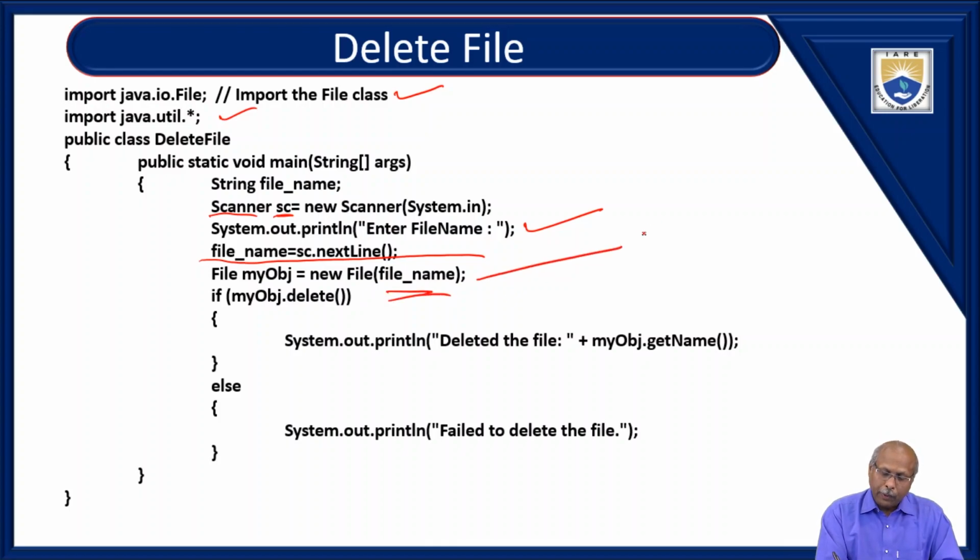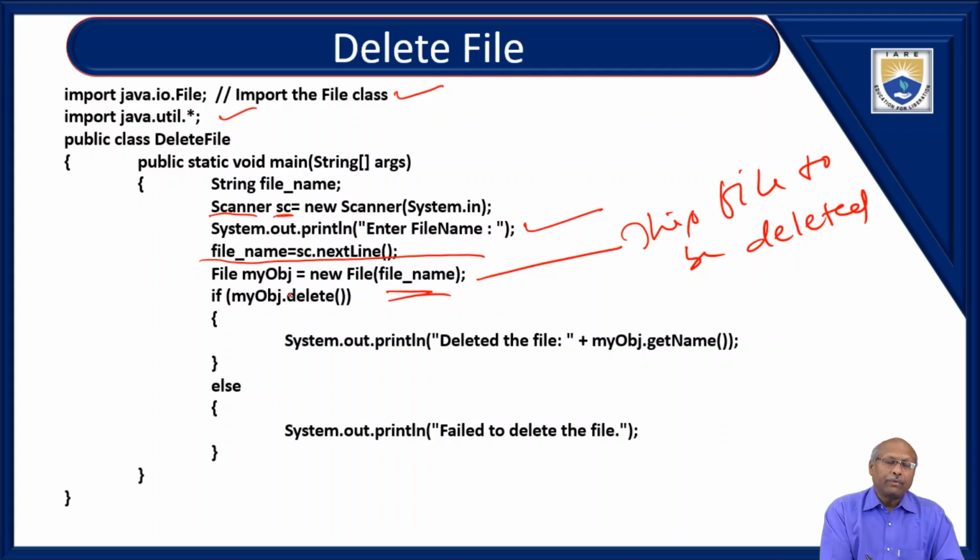After reading file name, I will create the object of the file. Whichever file I want to delete, this file to be deleted. Once the file exists, the file object will be created. Then here I will call the delete method.